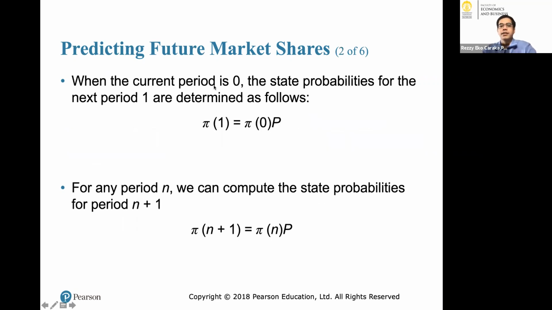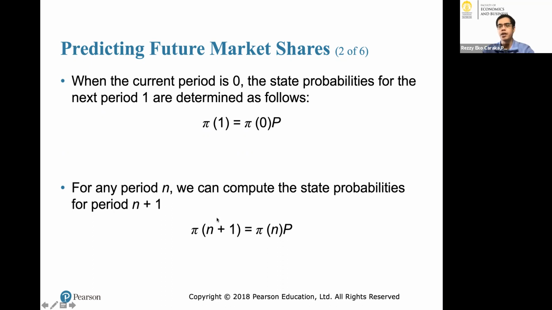When the current period is 0, we can analyze the state probabilities for the next period 1 using V0 P. But for any period n, maybe 10 periods, or if we are talking about a one-year analysis, maybe more than 300, we can compute the state probabilities for period n plus 1.